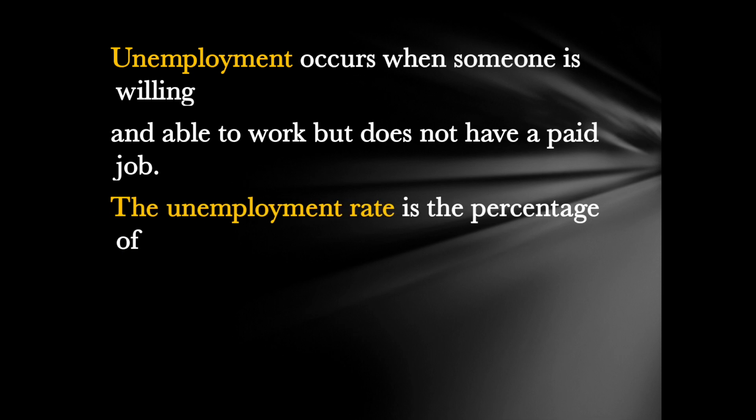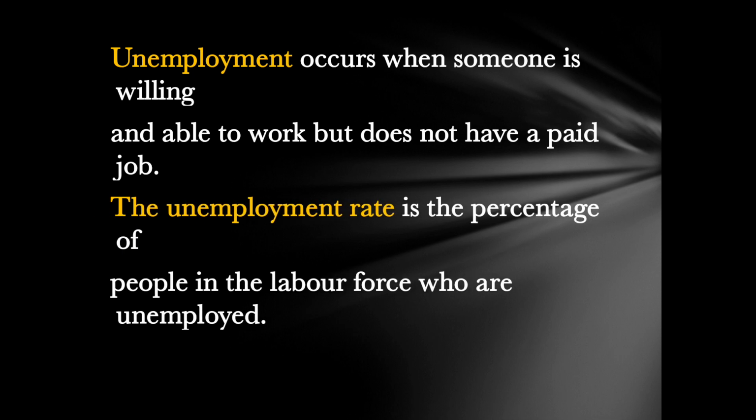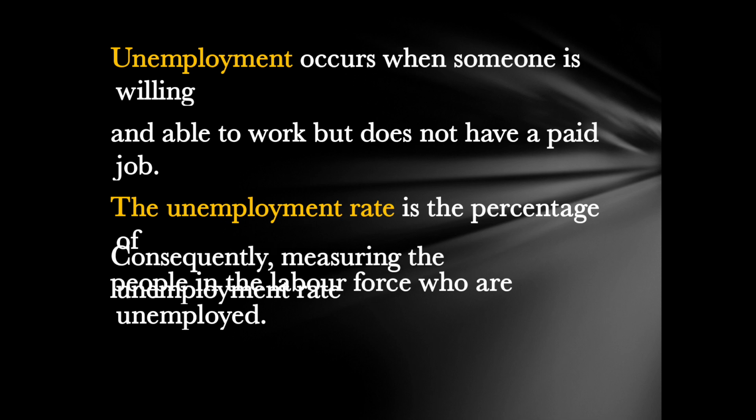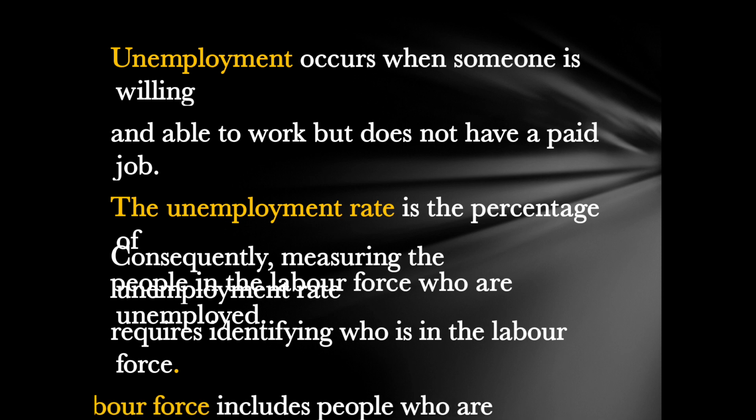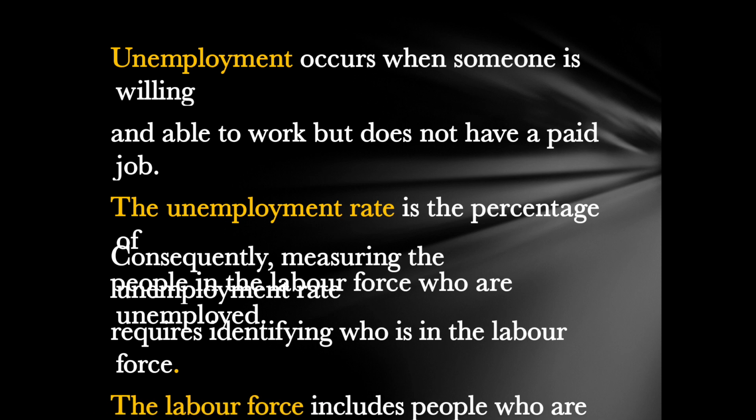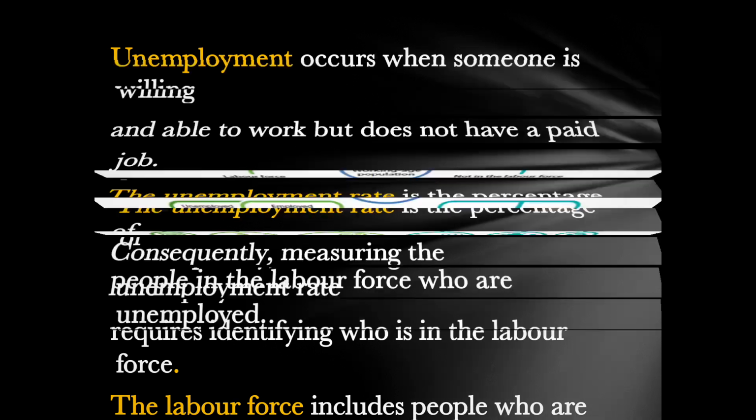Unemployment occurs when someone is willing and able to work but does not have a paid job. So, when we are talking about the unemployment rate, it is a percentage of people in the labor force who are unemployed. Here we can distinguish between two categories when we are talking about the labor force and the unemployment rate.